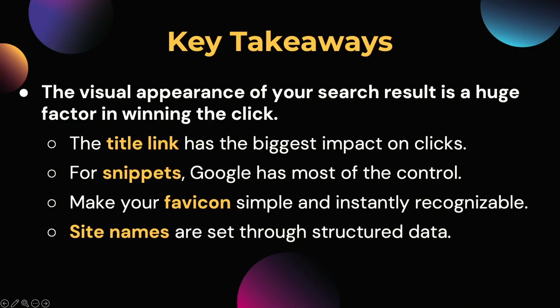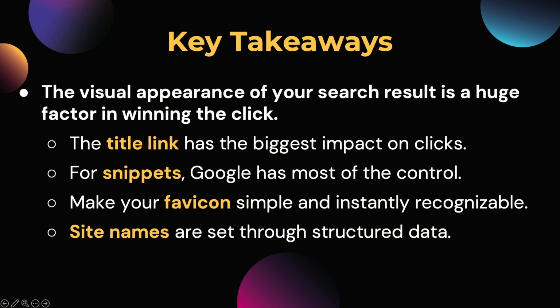All right, we've covered a lot of ground. Before we finish, let's quickly recap the most important takeaways from this session. First, the main idea. The visual appearance of your search result is a huge factor in winning the click. It's not just about your ranking. Now for the specific elements. For title links, which have the biggest impact, focus on keeping your title element and your H1 headline consistent, clear, and compelling. For snippets, remember that Google has most of the control.